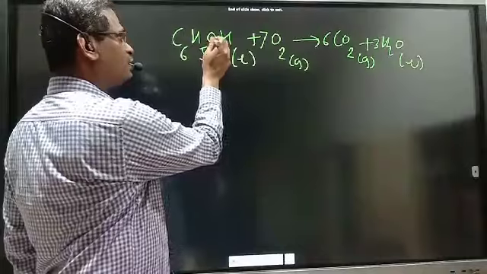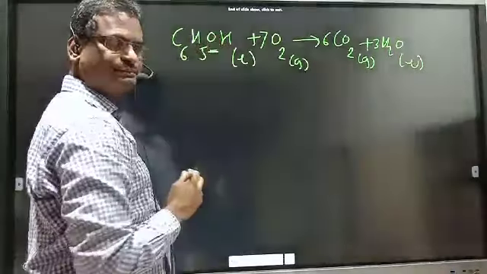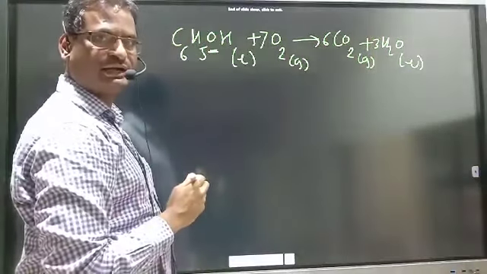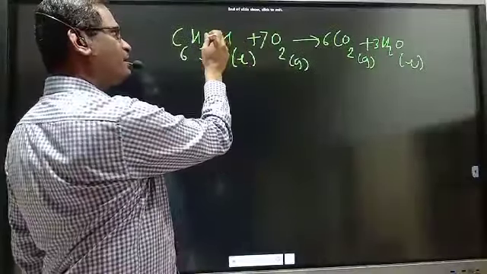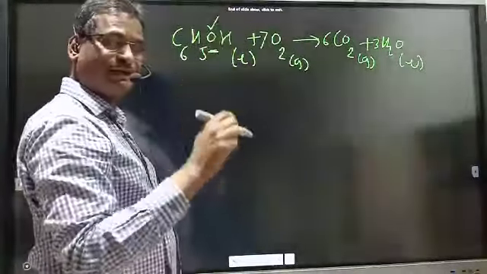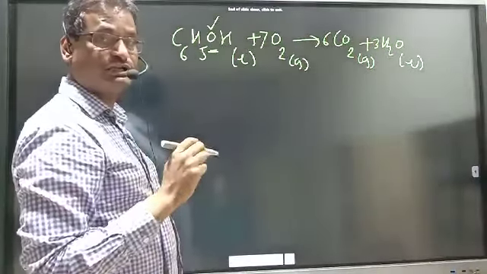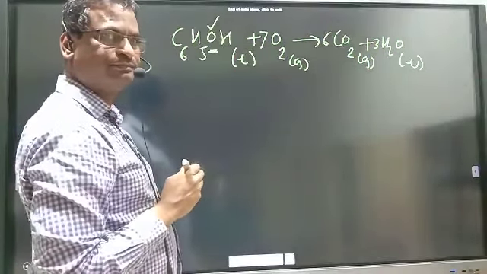This oxygen you should keep in mind, it should not be neglected. While balancing the oxygen from right to left, this oxygen must be kept in mind, that it must be subtracted, should not be neglected.